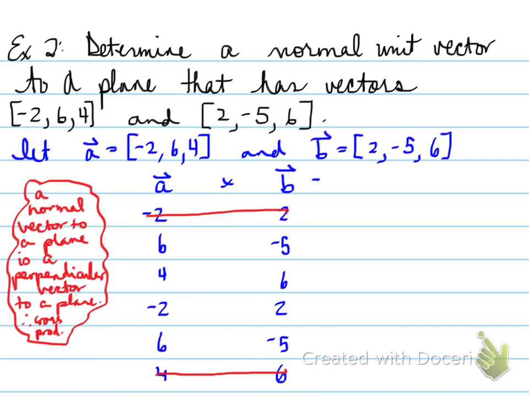We cross out the top and the bottom. And guess what, folks? Now we're going to create our shoelace pattern. So it's going to be 36 minus -20.